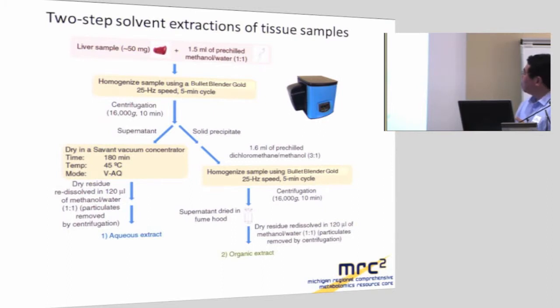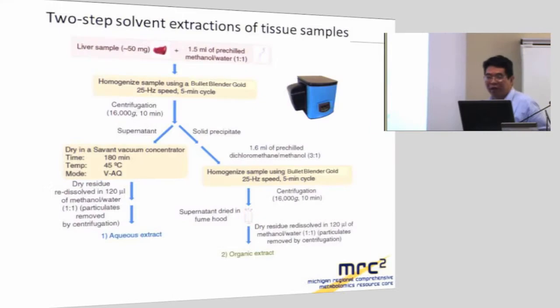You can first use a cold solvent of methanol and water, and this only extracts very polar metabolites. After extraction, you go through this procedure and get your sample. This is called aqueous extraction. Or the solid precipitate can then be further extracted with a high content of organic solvent. So this we call organic extract. Or you can do just one step.